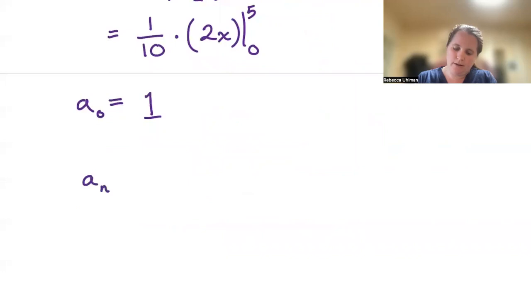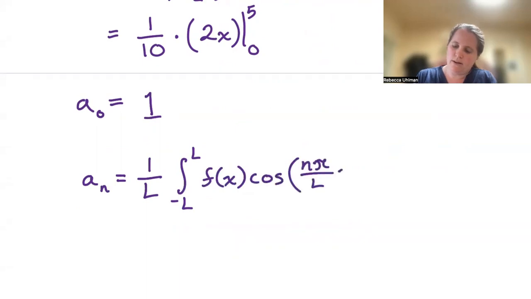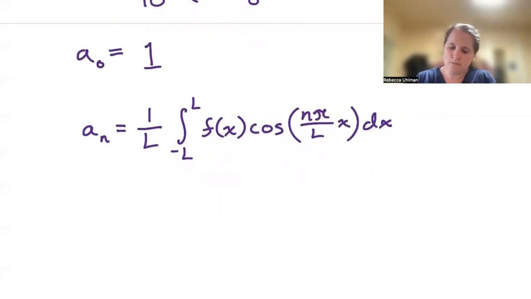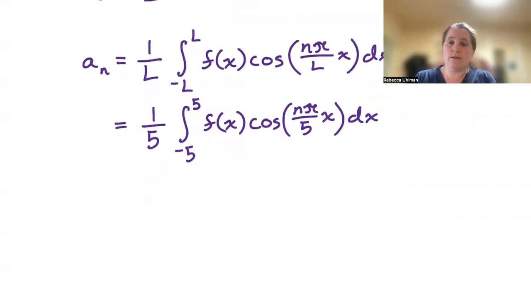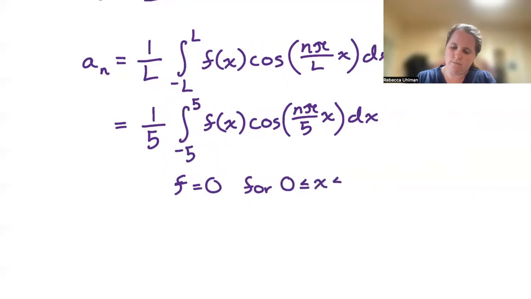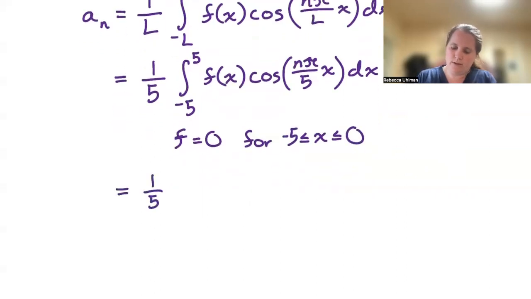For the remaining a sub n, we are looking at 1 over L times the definite integral from negative L to L of f of x times cosine n pi over L x dx. Again, L is 5, so we have 1 over 5 times the definite integral from negative 5 to 5 of f of x times cosine of n pi over 5 x dx. But f is 0 for -5 less than or equal to x less than or equal to 0. And so we wind up that this is just 1/5 times the definite integral from 0 to 5 of 2 times cosine n pi over 5 x dx.